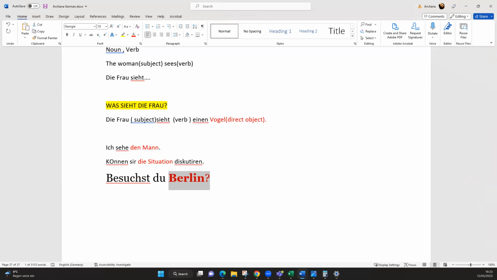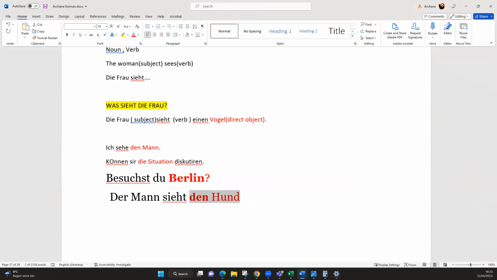The man sees the dog. Here I have already kept some sentences for us to understand. Here I write: Der Mann sieht den Hund. Der Mann is the subject here. Sieht is the verb, and then Hund is the accusative.